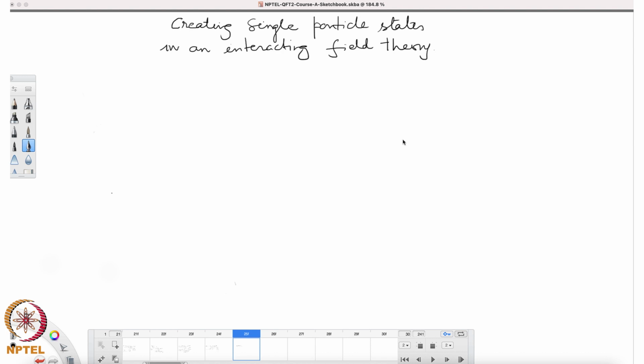Okay, so we have been trying to create single particle states in an interacting quantum field theory. To be more specific, in real scalar field theory, but whatever we do here can be applied to fields of other kind as well. So, actually we are very close to achieving our goal. Let me quickly recap what we have done so far.